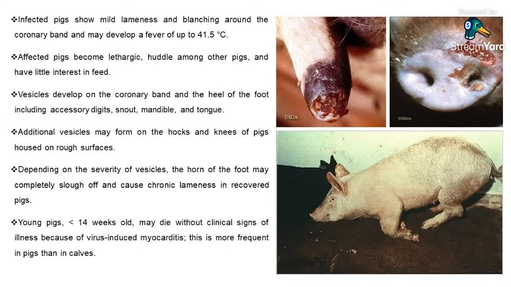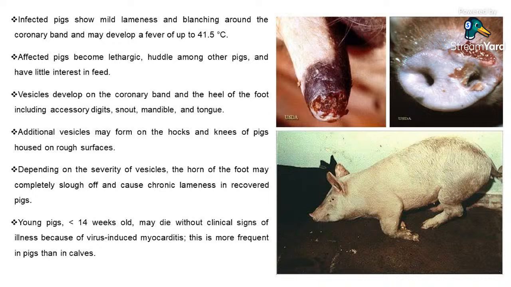The infected pigs show lameness, and blanching, meaning skin discoloration, is there around the coronary band, and they develop fever of 41.5 degrees centigrade. And the affected pigs become lethargic, they huddle around other pigs, and they don't eat. Vesicles develop on the coronary band, the heel of the foot, including the accessory digits, the snout, mandible, and the tongue of the pigs.